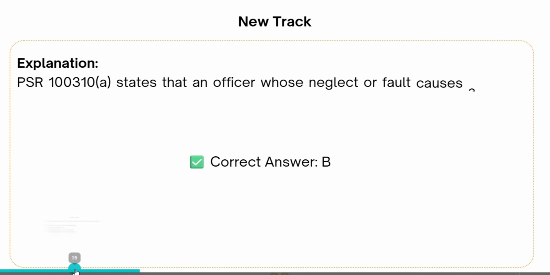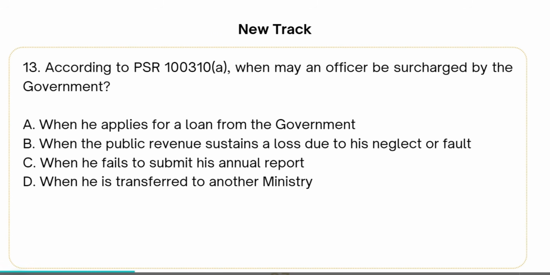The right option is option B, and option B says when the public revenue sustains a loss due to his neglect or fault.